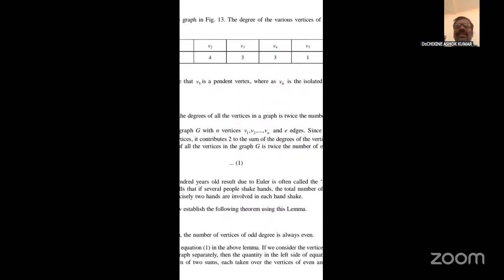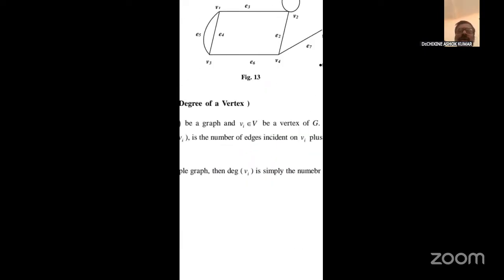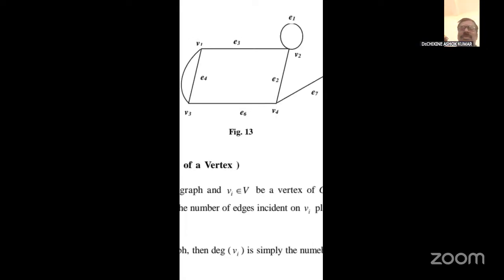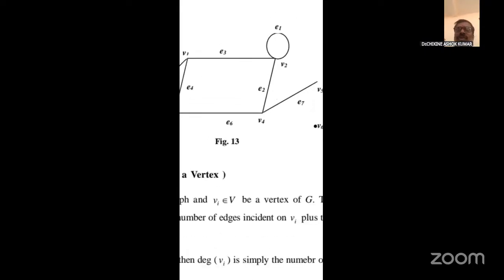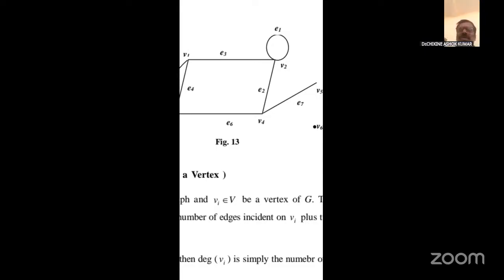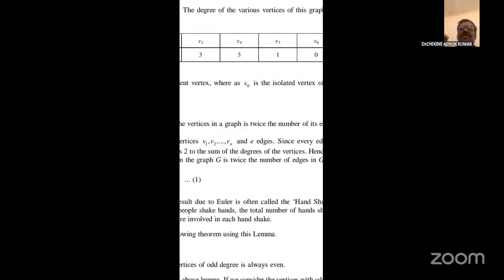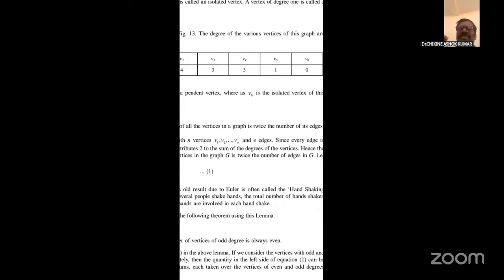Next, V3. V3 also has three edges: E6, E4, E5. Similarly, V4 has three edges: E7, E2, E6. So V4 has three edges, V3 also three edges. What is V5, V6?